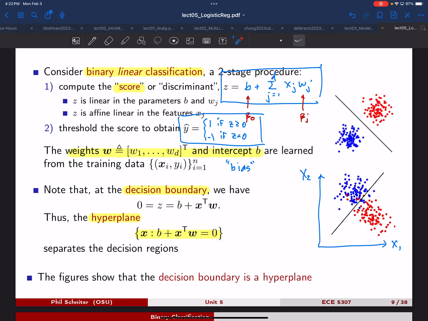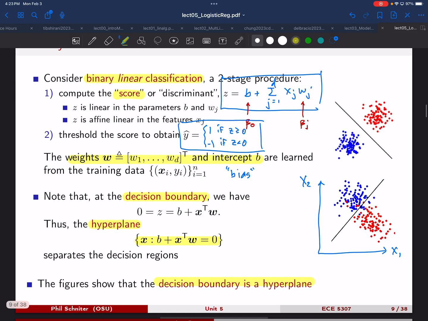Okay, so when you look at these pictures, you can see that the boundary is in fact a line in 2 dimensions, or if you had 3 dimensions of data, it would be a plane, or if you had 4 features, it would be a 3-dimensional plane, which we as humans can't really visualize too well. So in general, we call it a hyperplane. A hyperplane is sort of like a plane in a generic number of dimensions. Okay, so that's linear classification.